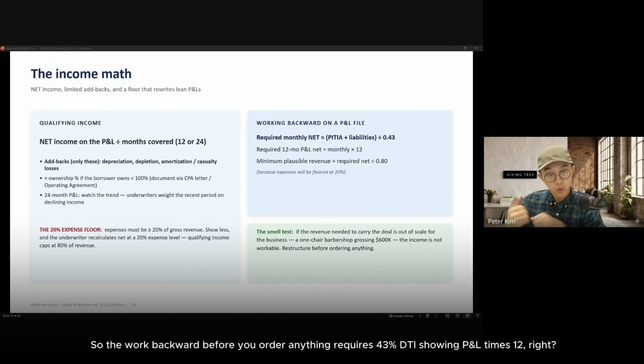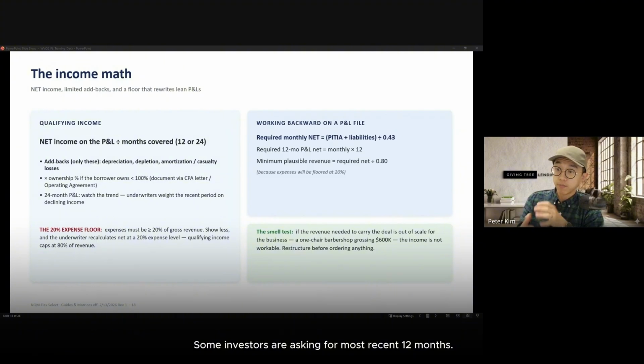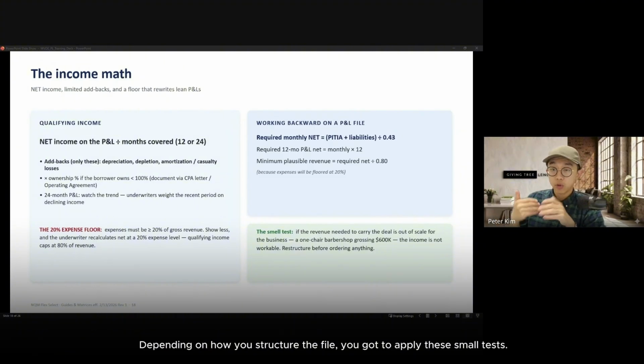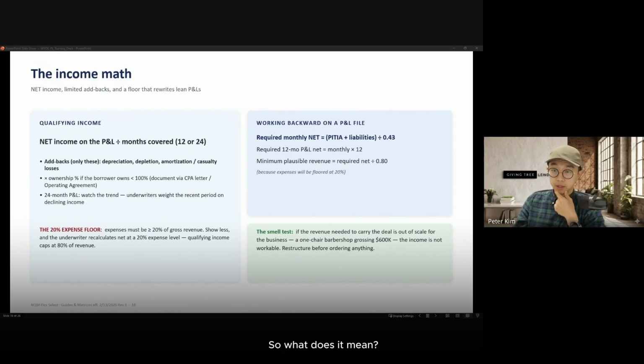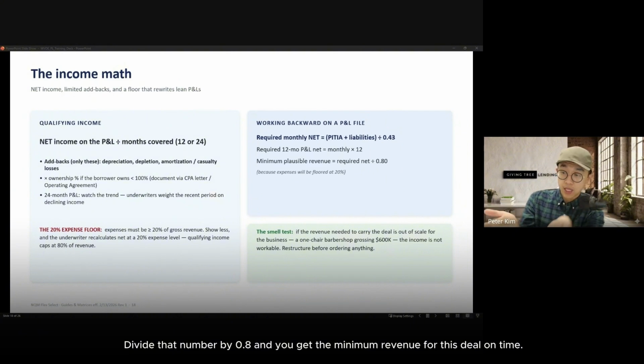So work backward before you order anything, requiring 43% DTI, showing P&L times 12. Some investors ask for the year-to-date plus the previous year's full-year P&L; some ask for the most recent 12 months. Depending on how you structure the file, you have to apply these small tests. So what does it mean? Net income is the total obligation over 0.43, times 12, which is what the annual P&L must net. Divide that number by 0.8 and you get the minimum revenue the deal implies.